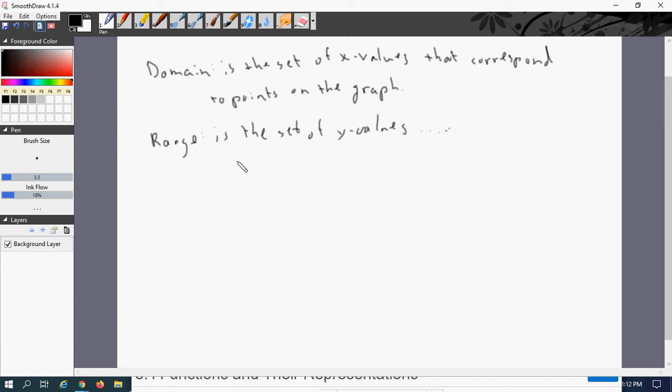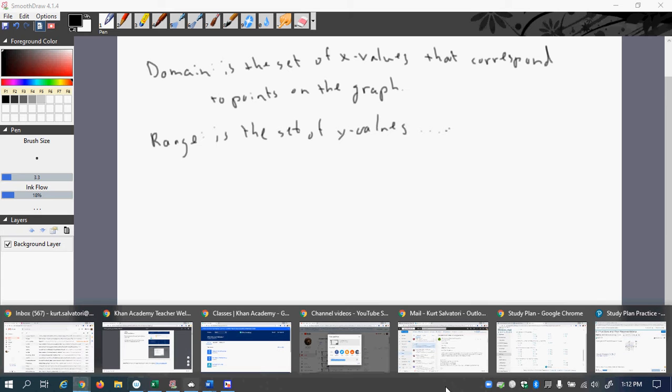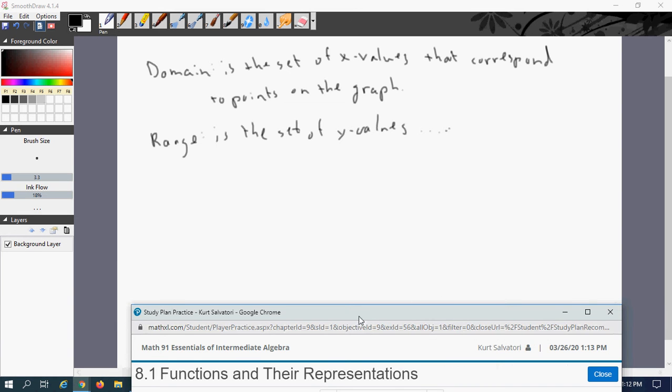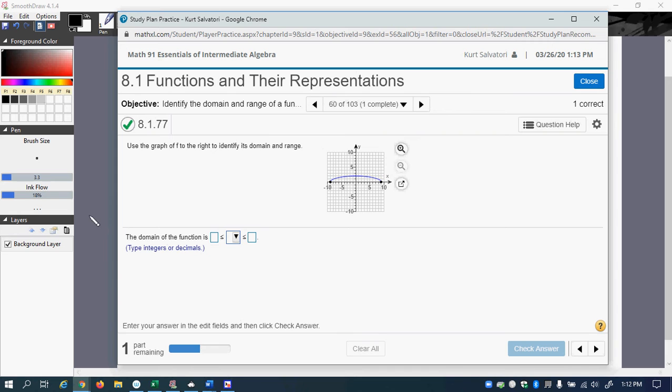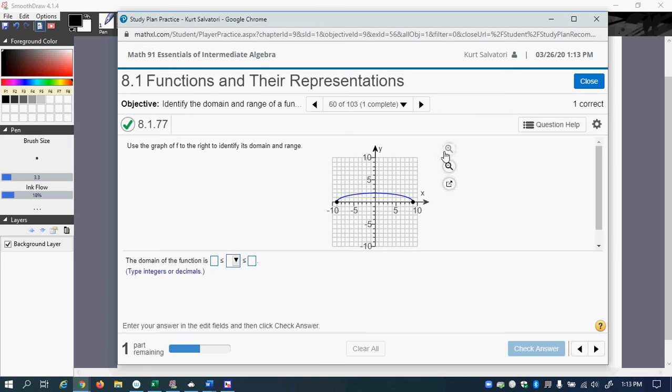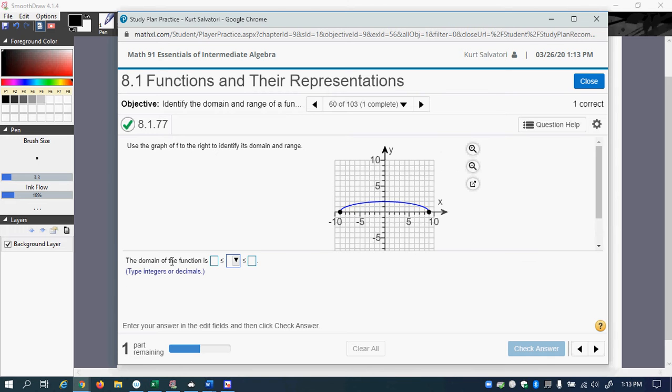So let's take a look at an example that is in your study guide. Here is a particular problem, and it says down here the domain of the function. It wants to know what is the smallest x value in this graph for the domain, and what's the largest. If you look at the actual graph, that domain is all the x values. So it starts here at -9, not -10, but -9.